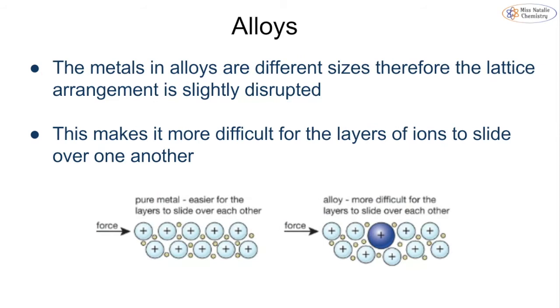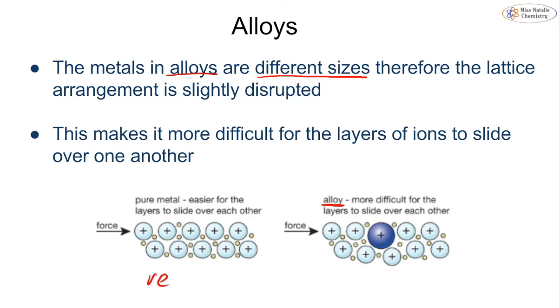Now, the reason that we have this increase in hardness is to do with the way that the metal ions are arranged in the lattice. So we know that in metallic bonding we have cations surrounded by a sea of delocalized electrons. If we have a metal on its own, all of the atoms are going to be of an identical size. If, however, we have an alloy, we are going to have different sizes of our atoms. Therefore, our lattice arrangement is slightly disrupted, and you can see that on the bottom right-hand side diagram.